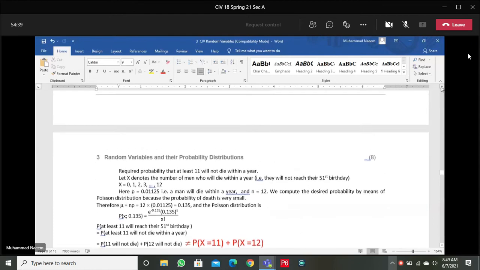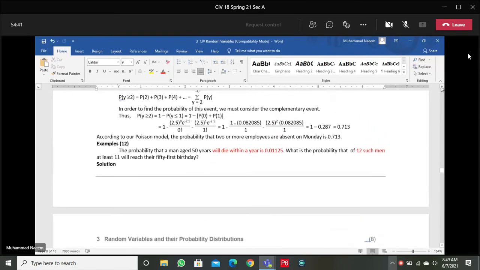This problem you must discuss: the probability that a man aged 50 years will die within a year is 0.01125. What is the probability that of 12 such men, at least 11 will reach their 51st birthday?